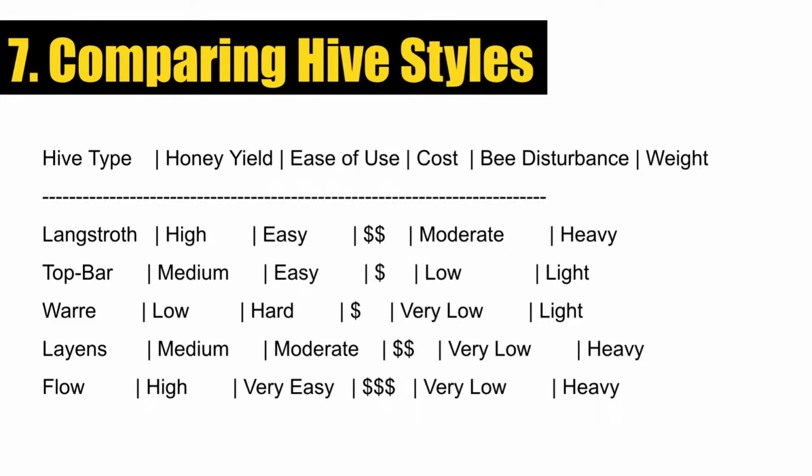You can go through the others and get an idea of what this chart looks like. It changes all the time. I'm not going to go through every single one, but for the flow hive, the honey yield is the same as the Langstroth, high. The ease of use is very easy.